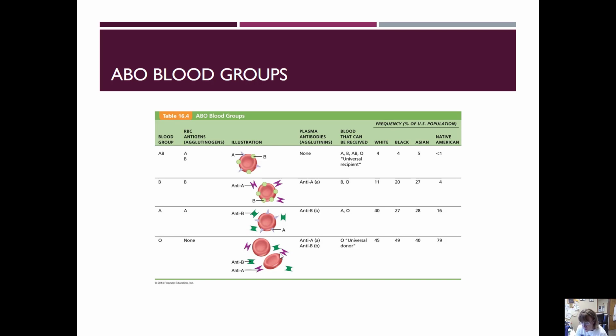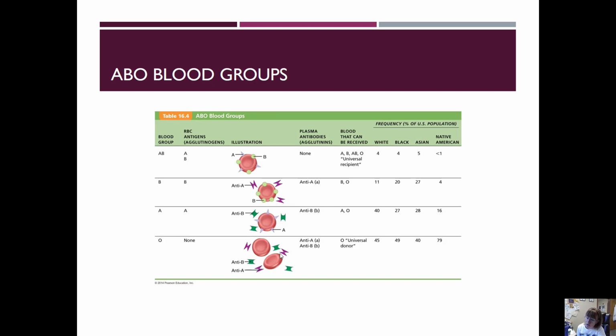Well, when she's pregnant, in her first pregnancy, she is not exposed to the baby's blood. The membranes of the trophoblast and the fetal portion of the placenta prevent maternal blood and fetal blood from ever mixing until birth. And then when the placenta comes away from the endometrium, from the lining of the uterus, that's when maternal and fetal blood can mix.